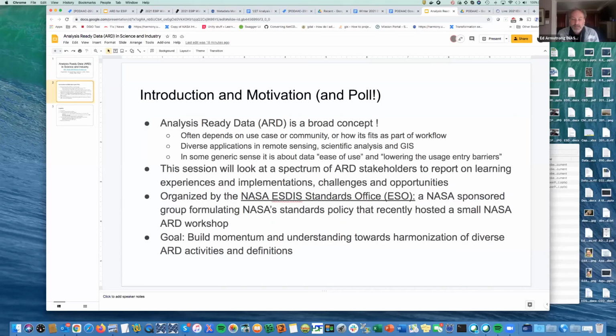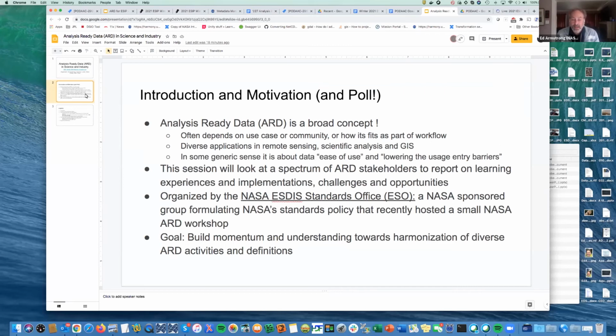differences and implementation challenges, as well as some opportunities in this arena of analysis-ready data. This session has been organized by the NASA ESDA Standards Office. We, the organizers, all work for NASA in some respect. I should have said that at the beginning. We work for different data centers or different parts of NASA.